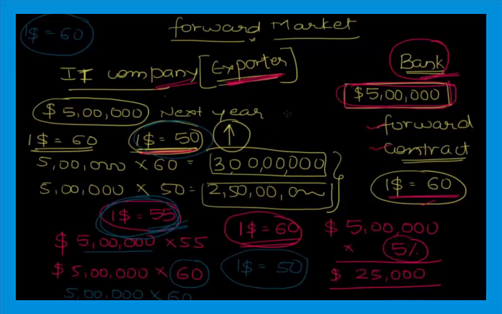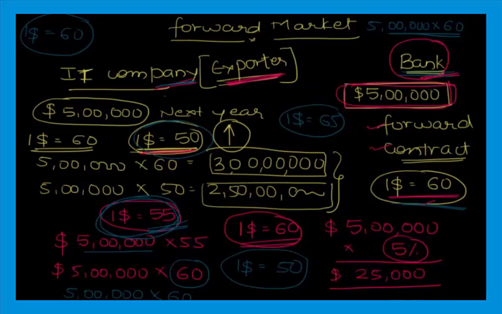But let's say even if $1 becomes 65, this situation is going to be a little beneficial for the bank, because when $1 becomes 65 and the transaction takes place at $1 equal to 60, in this case also the $5 million to be paid will be paid at 60 and not 65. This is a case of a forward market where an exporter is signing up a forward contract.